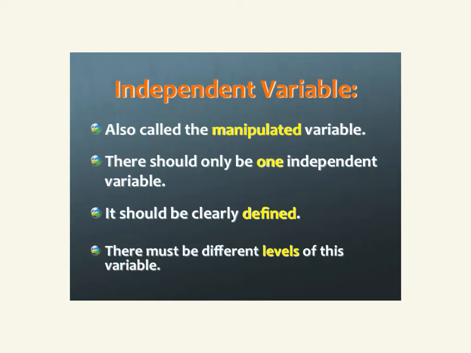So in my mouse example, our independent variable would have been the sugar. What is the effect of sugar on the heartbeat of mice? I am controlling the amount of sugar. The different levels would be different amounts of sugar. Maybe I'm giving them half a gram, 1 gram, 2 grams, etc. That would be different levels.